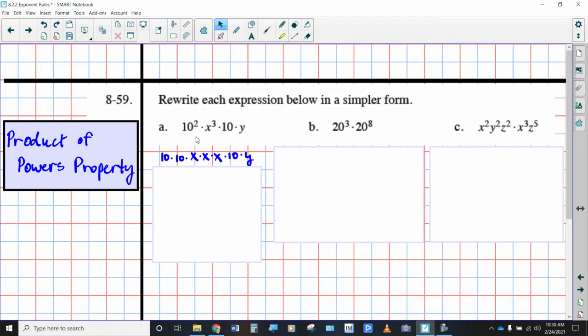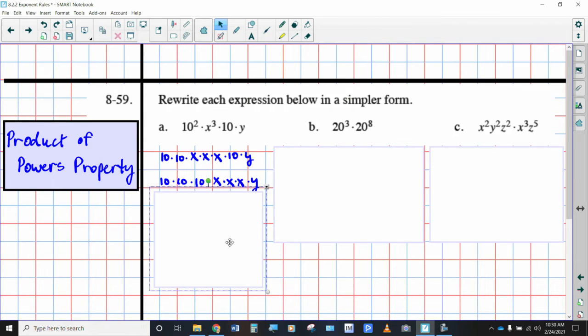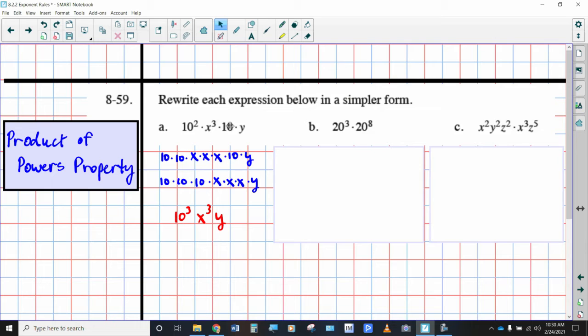So when all of these are put together using the commutative property, you can see you've got a total of 3 tens being multiplied together, 3 x's being multiplied together, and then a single y. So we would simplify this expression to have the 10 be absorbed into this power, and call that 10 to the third, x to the third, y.